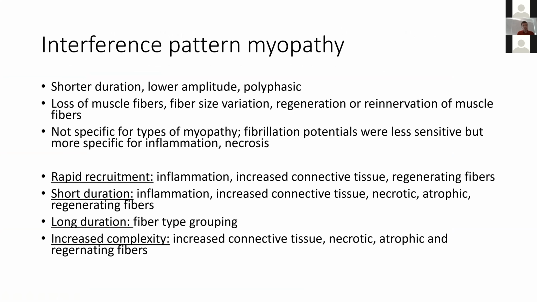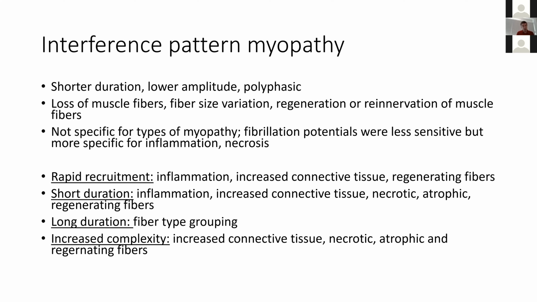When we consider the interference pattern in a myopathic condition, we have a shorter duration, a lower amplitude, and a polyphasic pattern due to the atrophy of the motor unit, due to the atrophy of the muscle fibers. Due to the atrophy, of course, the duration is smaller. The amplitude of all the muscle fibers firing together in the motor unit becomes lower. And of course, it is more polyphasic because all those muscle fibers in the same motor unit will not discharge at the same time.